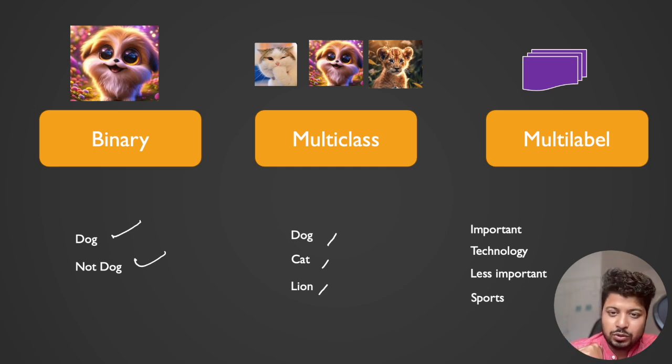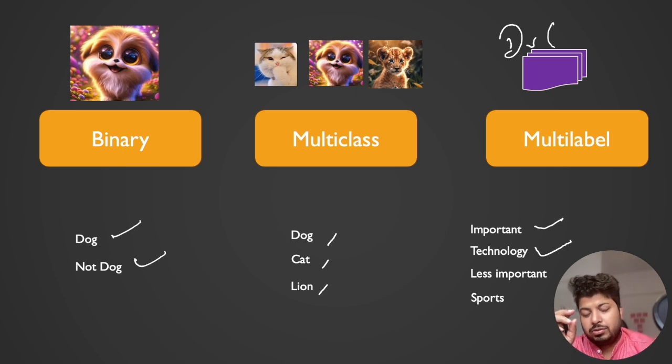In multi-label, suppose we have a document. This document can be attached to multiple labels. For example, it can be important as well as belong to technology. In a real-time scenario, suppose you have an article. Now this article can be important to you and it can belong to the sports category as well. So one object can have multiple labels here. That's why we call it multi-label classification.